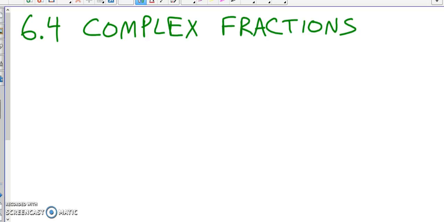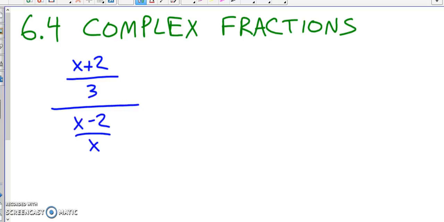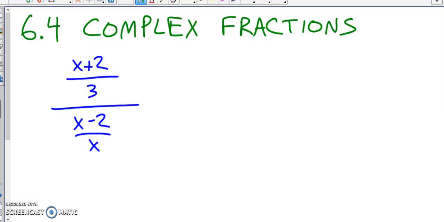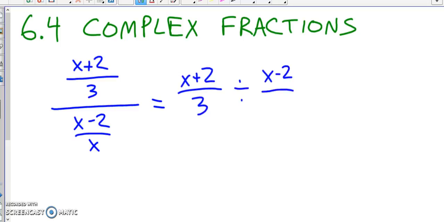So something like this would be considered a complex fraction. If you've got x plus 2 over 3 over x minus 2 over x, that's considered a complex fraction. But what we really need to understand is that this complex fraction is basically just a division problem. And this thing right here is like the division symbol. This means the exact same thing as x plus 2 over 3 divided by x minus 2 over x.